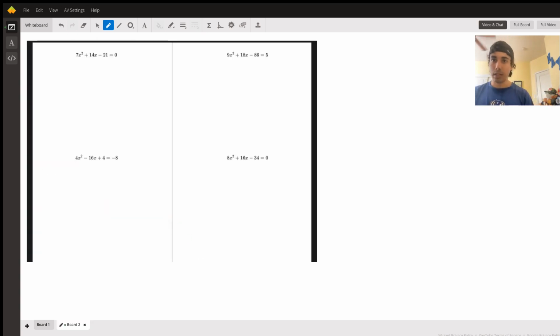There's a first example. We've got some more of them. So again, first thing we want to do, let's start with this one here on the top left: whatever that a is, that coefficient in front of the x squared, divide by that.